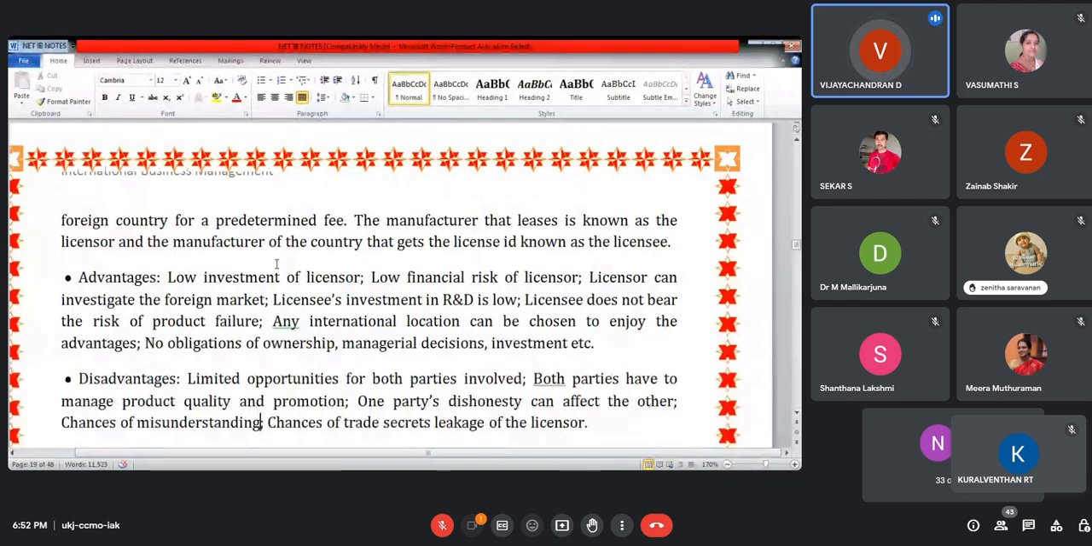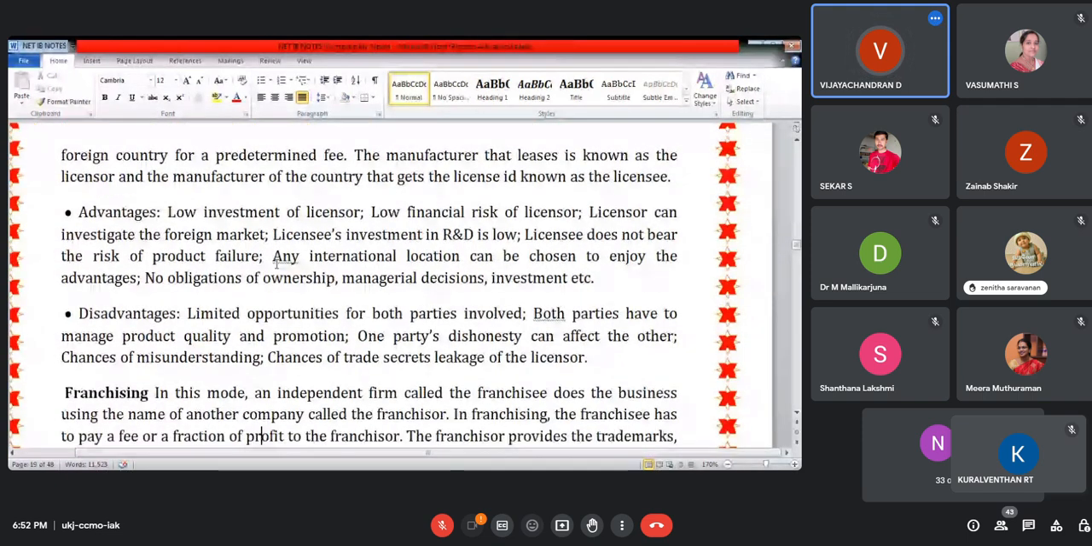And what is the disadvantage? The limited opportunity will be there. And both parties have to manage the product quality and promotion. So if there is any dishonesty, what happens? It will lead to a misunderstanding. So both the parties, the licensor and also the licensee, should be very honest. If there is any chance of leakage of any secret, or if they are not obliged by the contract, by the agreement, what happens? A complete collapse of the agreement will be there.